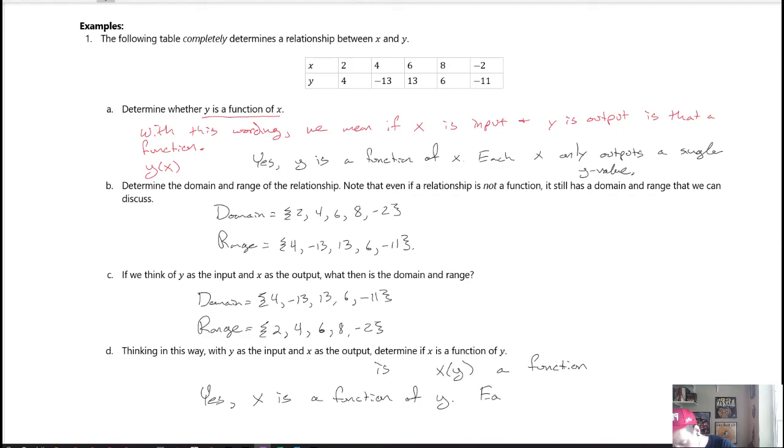Each y value only corresponds to a single x value, right? Only would output a single x value.